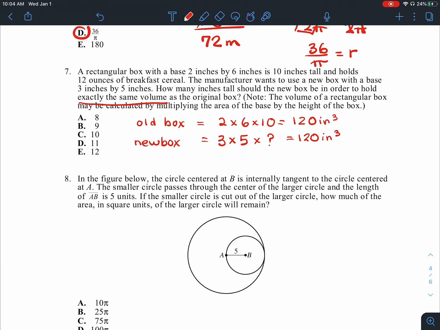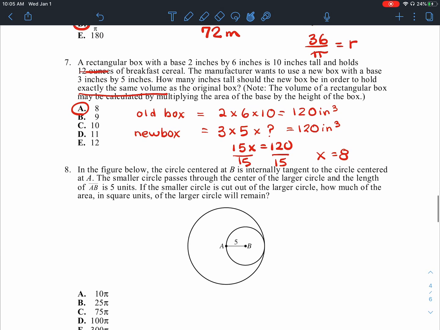So if we made an equation, and maybe right here in this spot I would put just an x. So we'll say this is 15x equals 120. I'm getting 15 from multiplying these together. If we solve this for x, we would get x to be 8. So the height of that box should be 8 inches if it's supposed to have the exact same volume. So this, like holding 12 ounces of breakfast cereal, is almost like extra information that isn't really needed in order to do this problem.